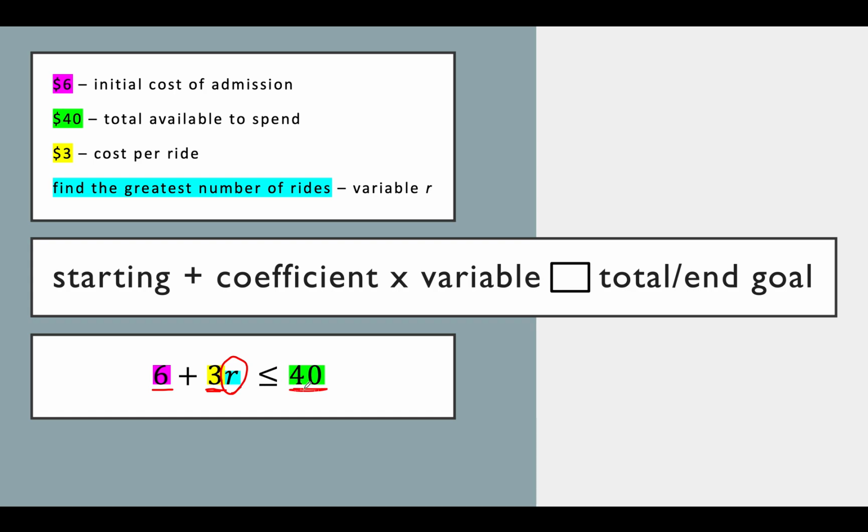before she reaches $40. So she can't go over $40. She has to stay under $40. Or she could spend all $40. So it could be equal to $40, or all of this amount here has to be either equal to or less than 40, because that's it. That's all she's got. She doesn't have anything more. So this all has to be less than the total that she has to spend.